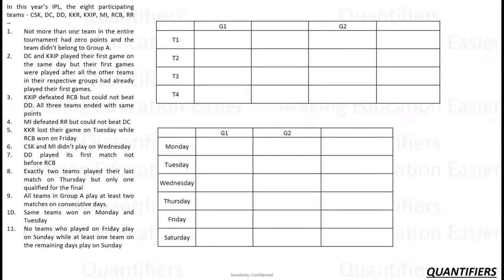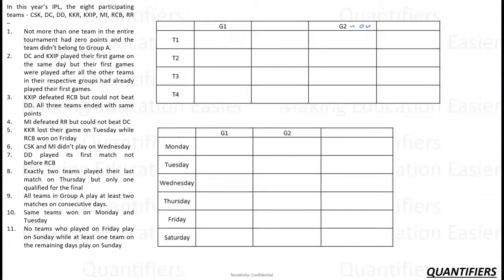It says no more than one team in the entire tournament had 0 points, and the team did not belong to group A. So there is at most one team with 0 points, which means there is at most one team which did not win any match. There is a possibility that there is no team of such type, but at most there is one, and that does not belong to group A. Okay, fine. So in group two, there might be a team with 0 wins.